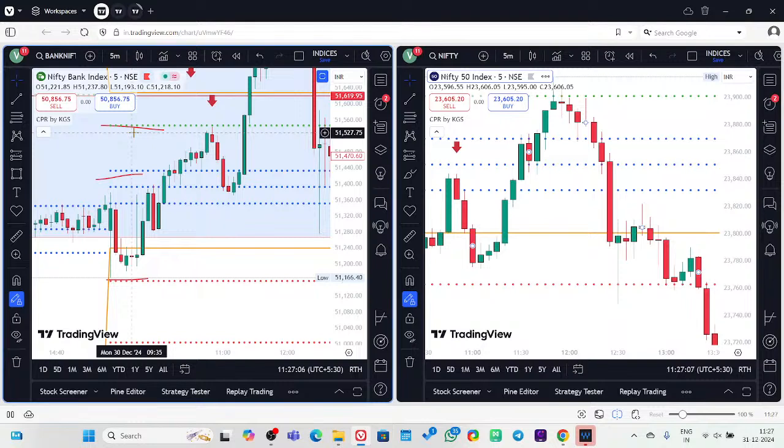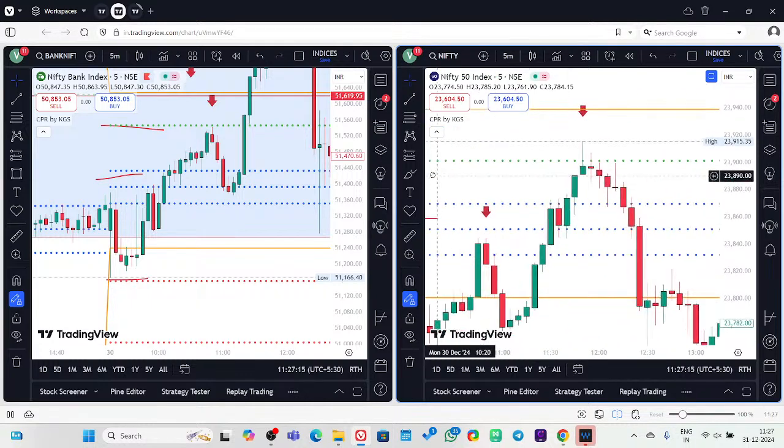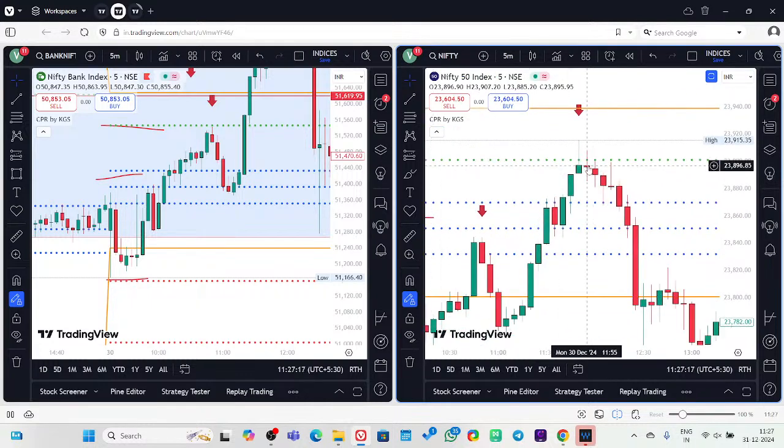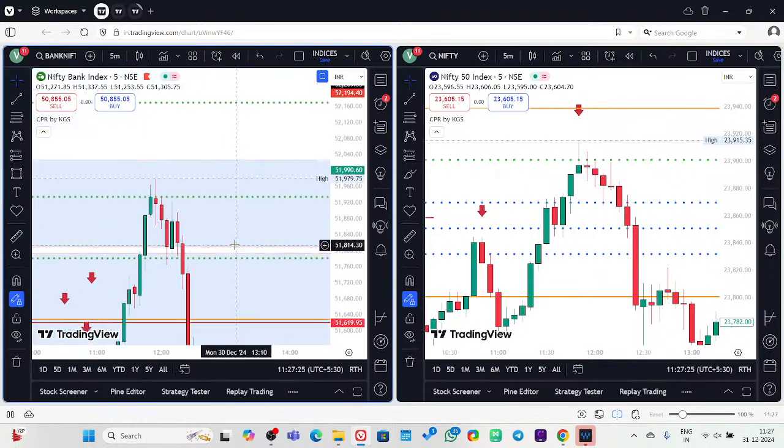How do you know whether this is your trade or not? Let me explain this. So see here, this is the place I wanted to take the trade. This candle gives a good entry. At the same time, both the candles are giving some entry in Bank Nifty and Nifty. So this is the high probability trade setup.